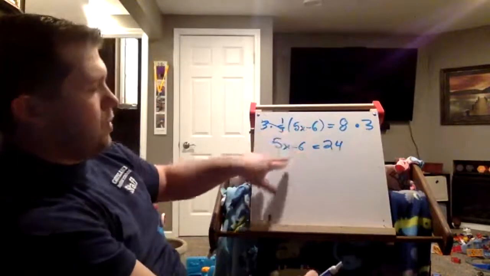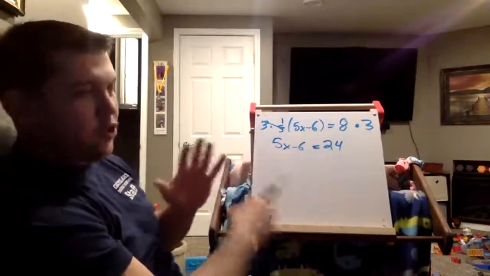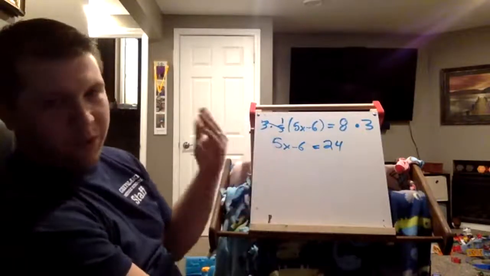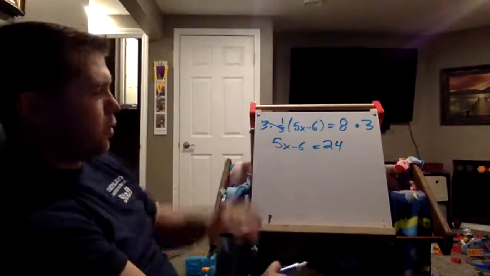Anyway, so now what I'm left with is the 5x minus 6. I changed it because I made a mistake. I wrote the problem down wrong, so that's all that was. So this is how it was originally.